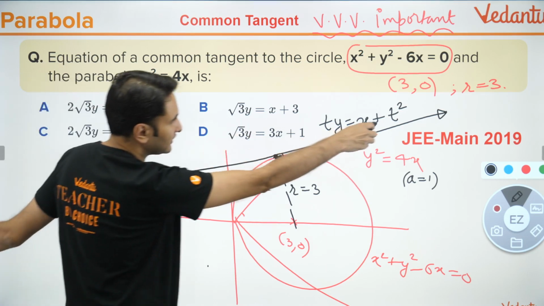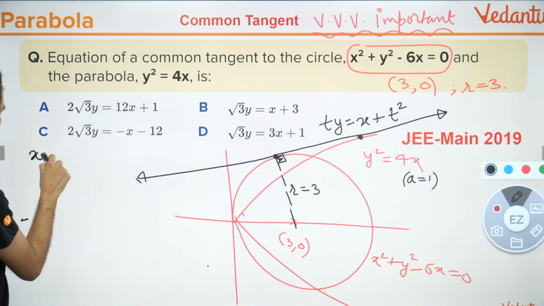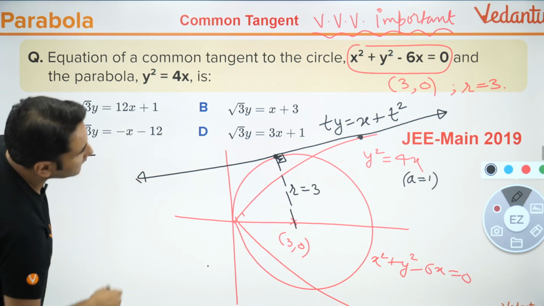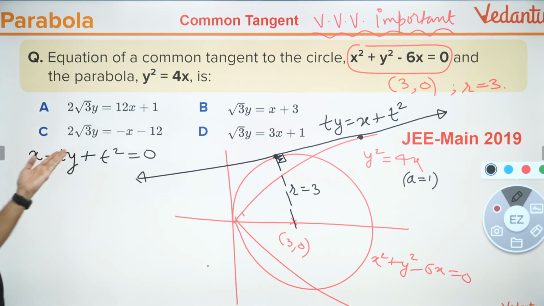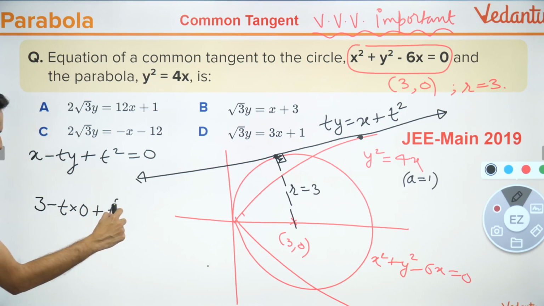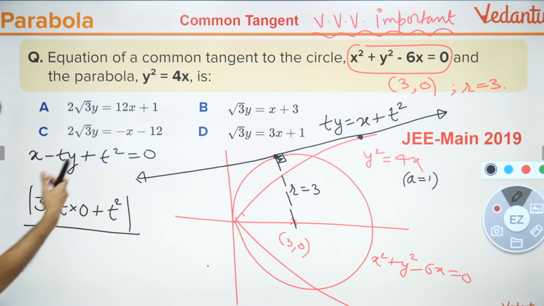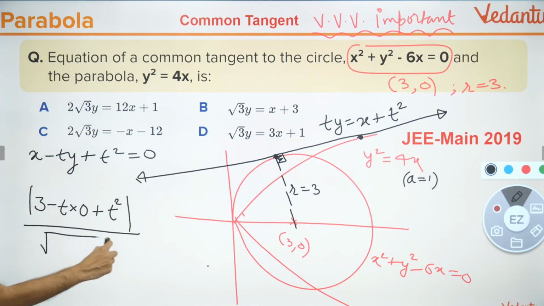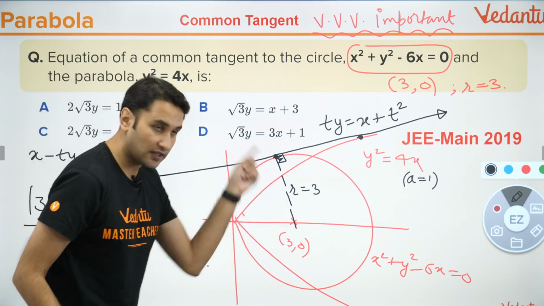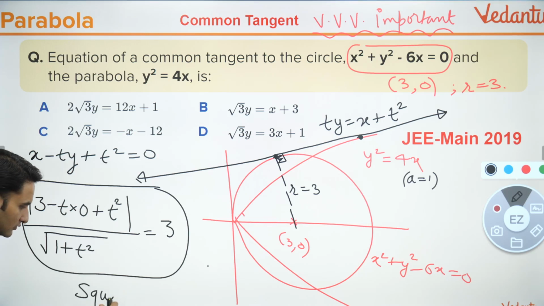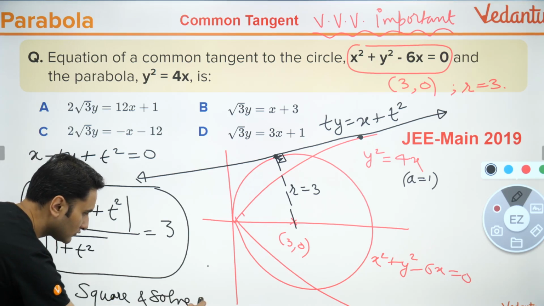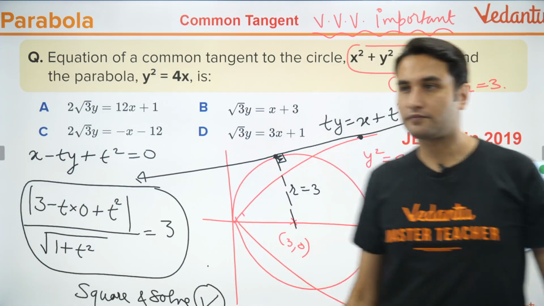So what is the line here? This line can be written as x minus ty plus t square equal to 0. This is the line. What is the point? x1, y1, 3, 0. Put 3, 0 in this to get the numerator. How much will it be? Modulus of 3 minus t into 0 plus t square, upon under root of the coefficients of x and y squared: 1 square, under root of the coefficient of x squared is 1, plus t square is equal to the distance, which is equal to radius, 3. Solve. Square and solve. It's the same thing.